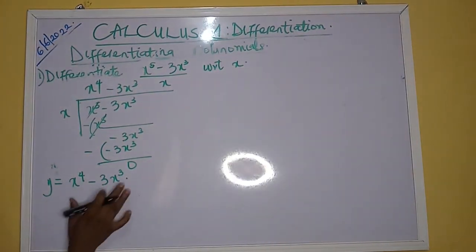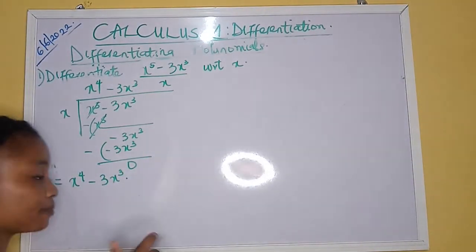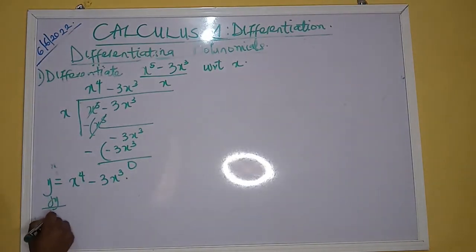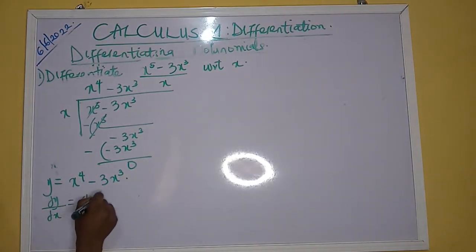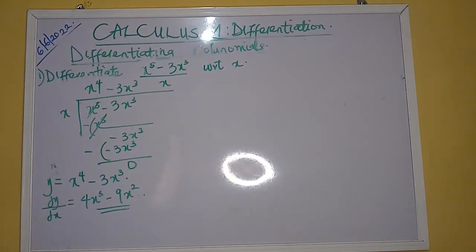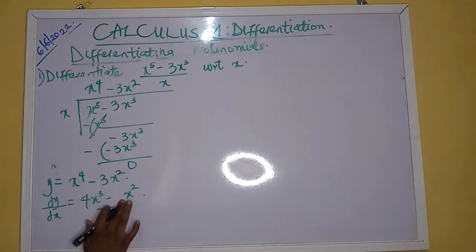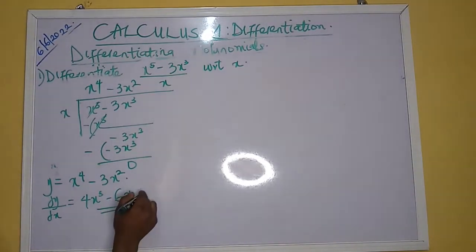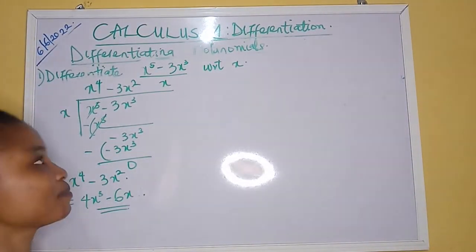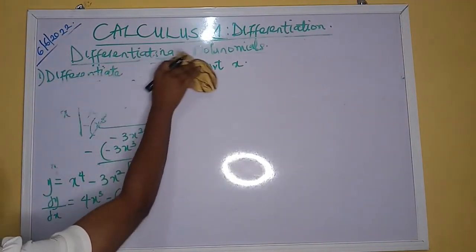So this is now a polynomial. My issue now is to start differentiating it separately. So I have dy over dx giving me 4x cubed minus 9x squared. That's just the answer. Oh, sorry, 3x squared, so I have 6x. Technical. So, let me also give us another example on differentiating polynomials.